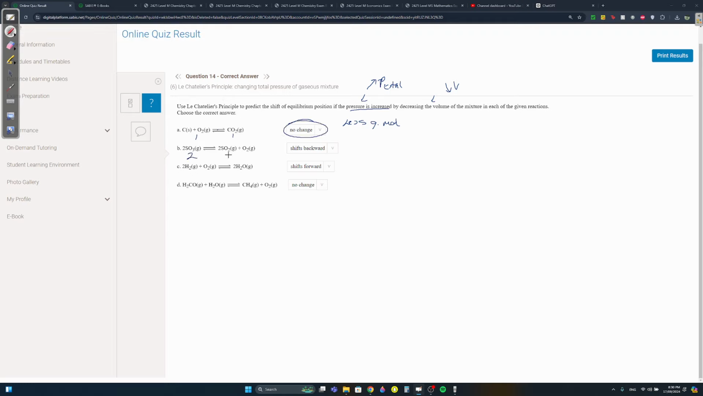We have 2, 2, 1. It goes to the fewer gaseous moles, so left, backward. Then 2, 1, 2 obviously goes to the right. You have 1, 1, 1, 1. So we have 2, 2, no change.